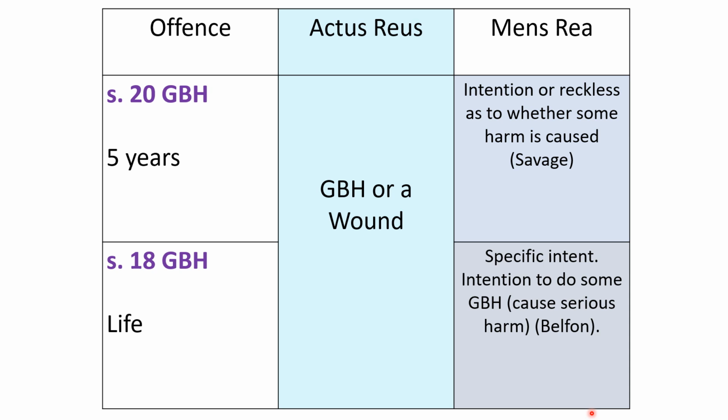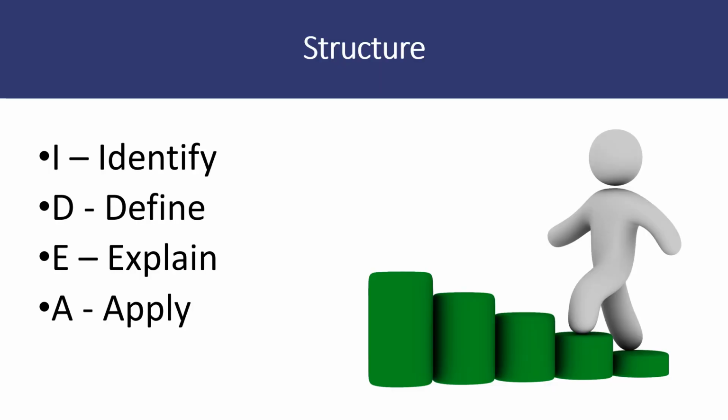So now we've had that quick recap, let's get back to thinking about how we're going to tackle this Bart scenario. So when you're tackling a scenario in law, whether it be criminal, contract, tort, any scenario at all, I suggest that you always follow these steps. And I call it an IDEA structure because each of these letters stands for the different steps that you have to take. You need to identify the potential offence, define the offence, explain the offence using cases, and then apply it all back to your characters.